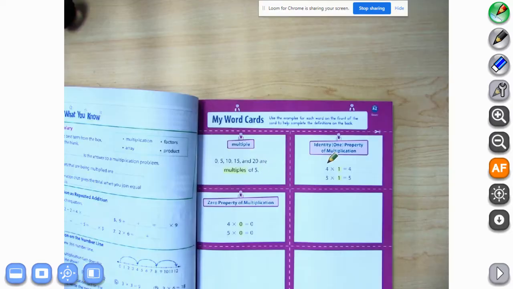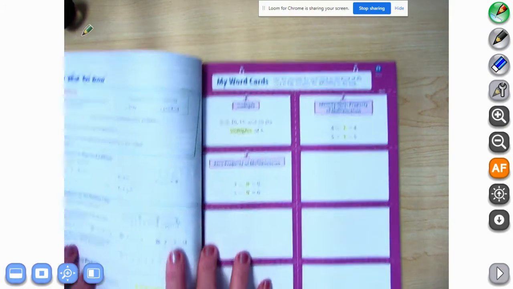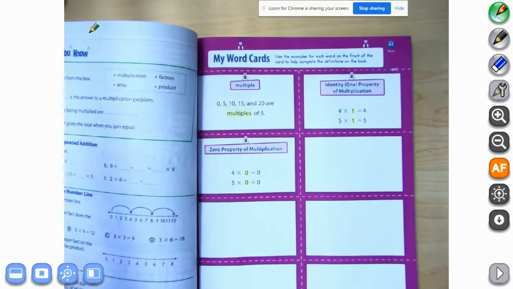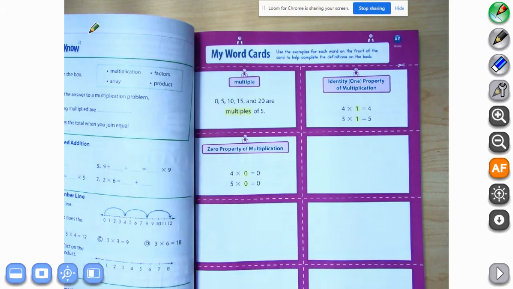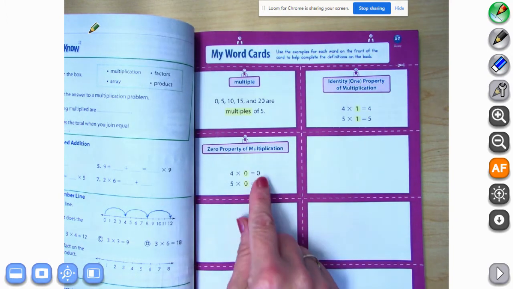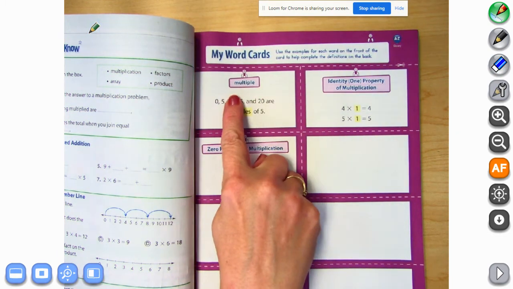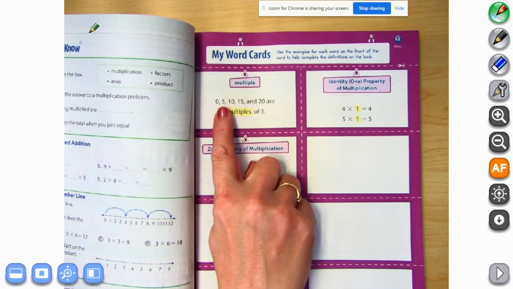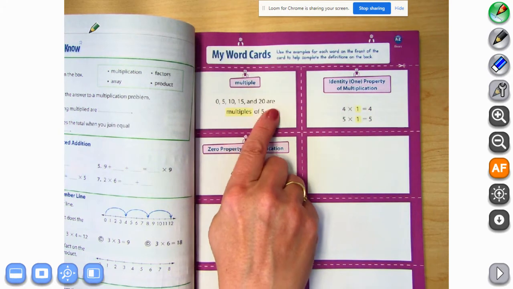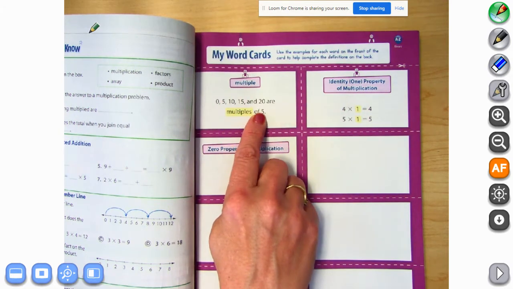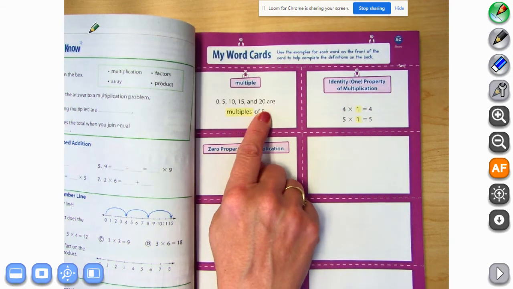Okay, so let's look at page 59 real quick before we start our new topic. These are some of the vocabulary words that we're going to want to know. So the first one, multiple. 0, 5, 10, 15, and 20 are all multiples of 5 because you skip count by 5.